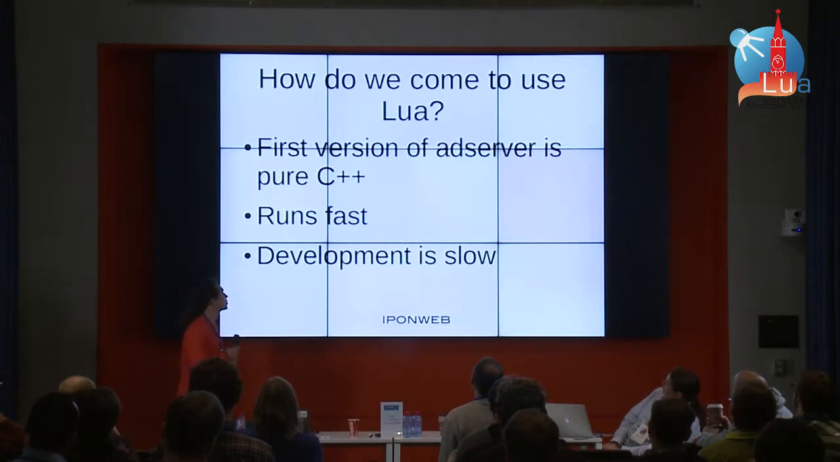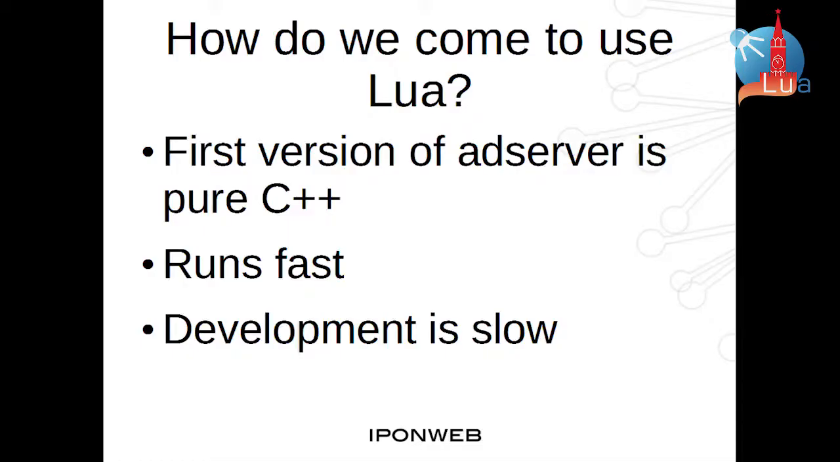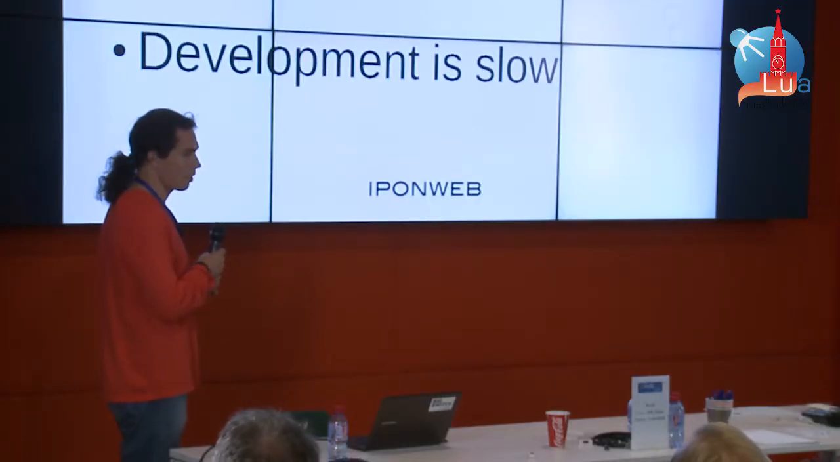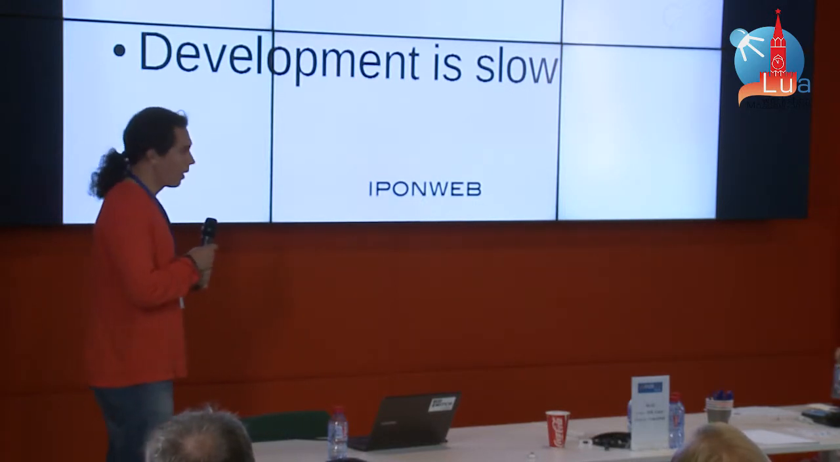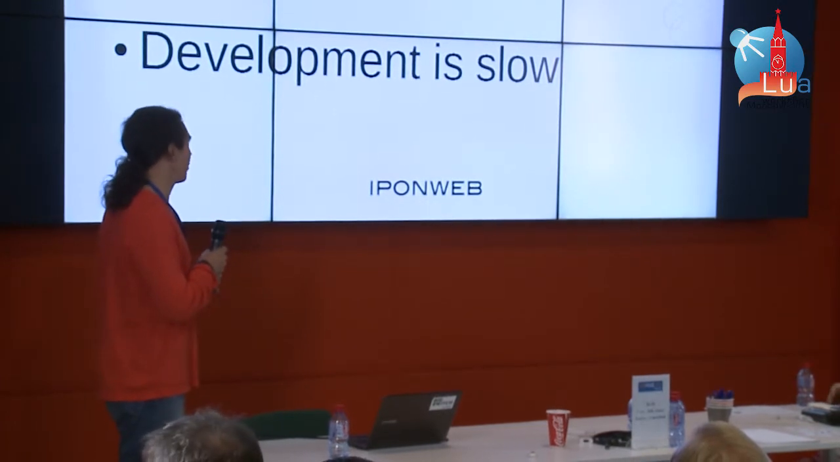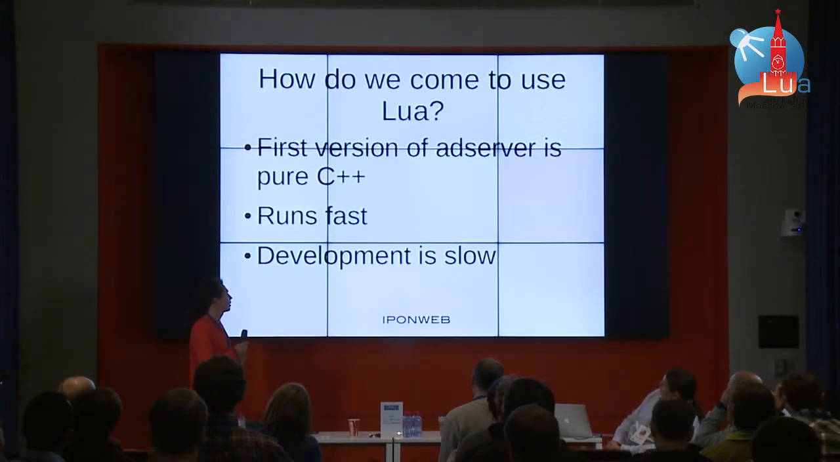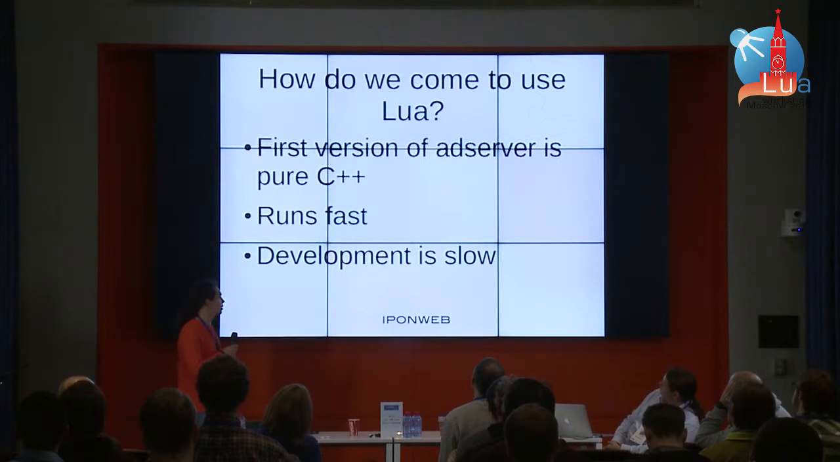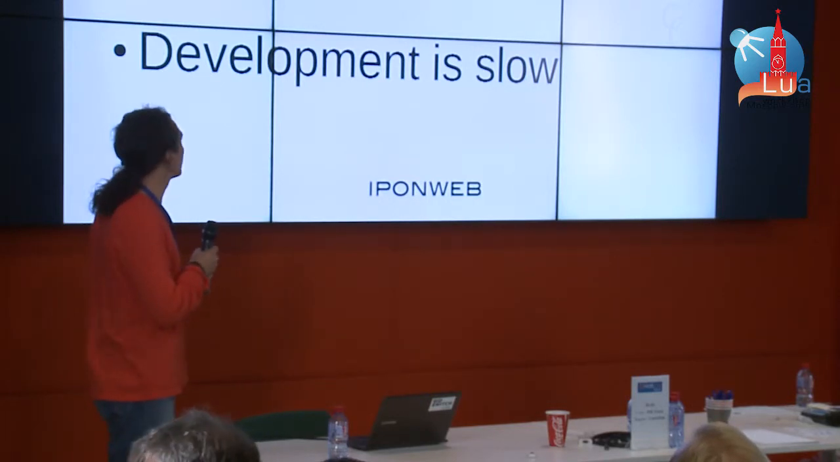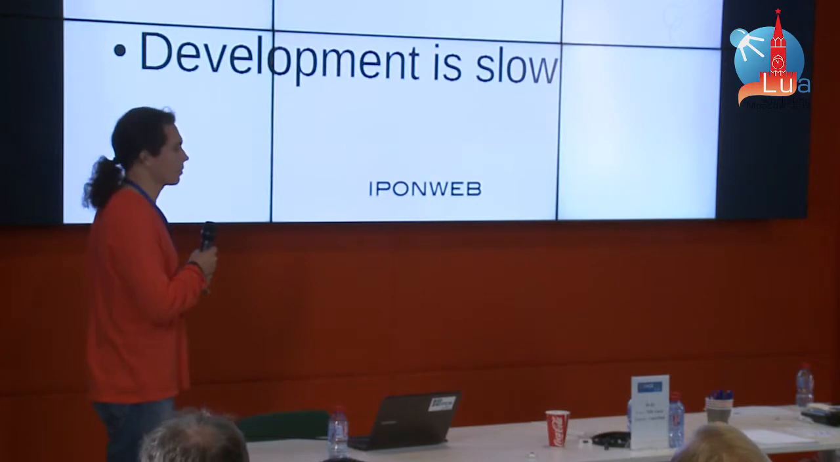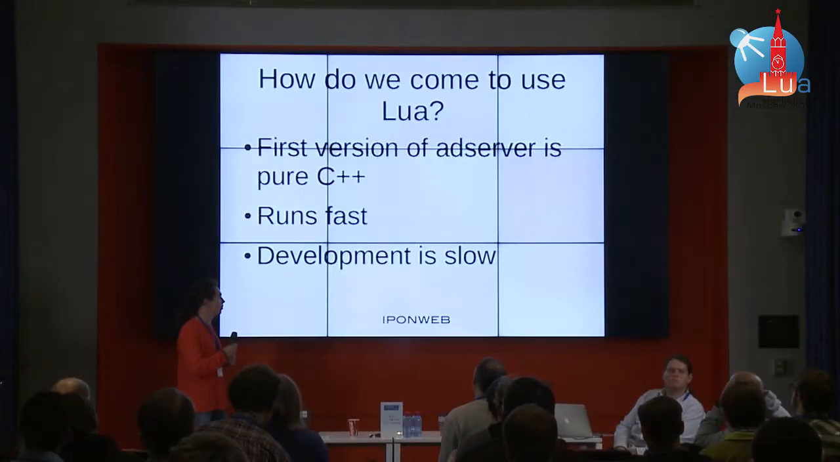Okay, so how did we come to use Lua? The very first version of the server was written in pure C++. We wrote it this way, and we didn't use any existing software, mainly because we were very concerned about performance, and we had a feeling that we could do a better job. And the project succeeded, it ran very, very fast, but the problem we met is that development in pure C++ is quite slow, especially in our context, given that we have to do custom development. In the pure C++ model, we couldn't have a single server, we needed separate codebases for different projects.